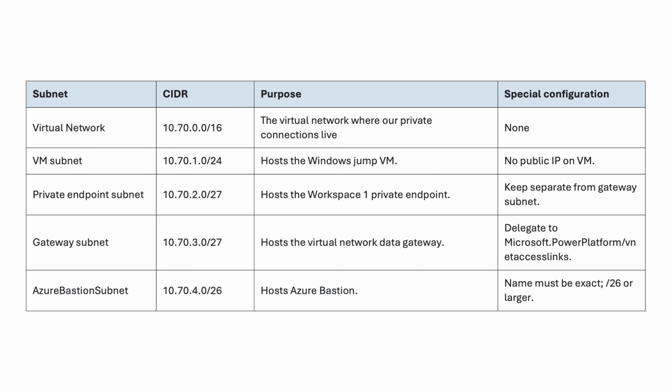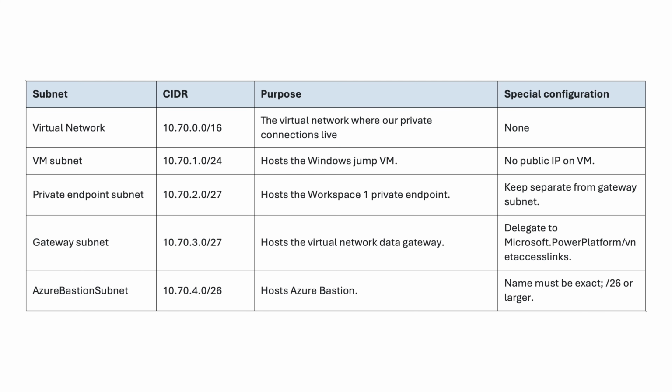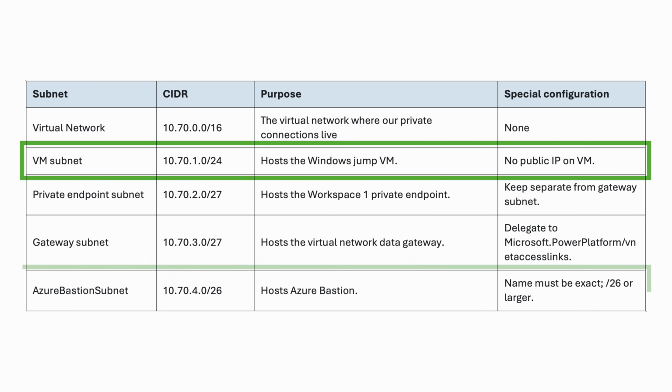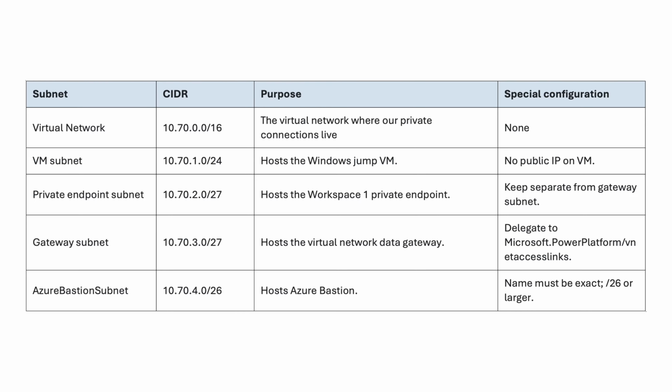So let's pause a minute and talk about how we'll subnet this VNet. The overall address space for the VNet will be the CIDR subnet 10.70.0.0/16. Within the VNet, the VM JumpBox will have a dedicated subnet, as will the Bastion service. And then there are 2 subnets that enable the private link feature for our workspace.